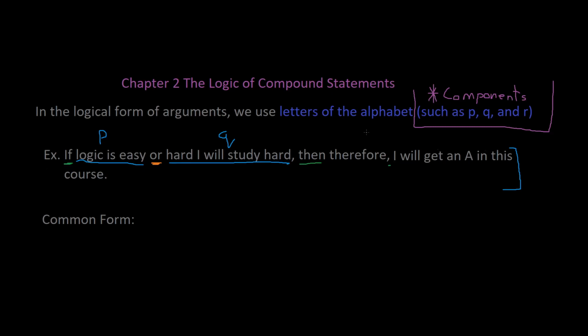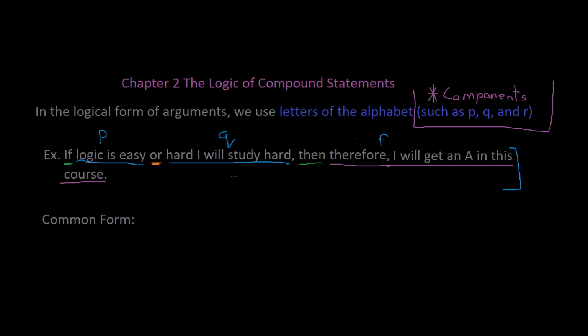We're starting to break our English words into components, mathematical components, right? Then, therefore, I will get an A in this course. And so then, right here, we're going to have a long component. So it's going to say, therefore, I will get an A in this course. So it's going to be P, Q, and R, right? Let me use this color. P, Q, and R.